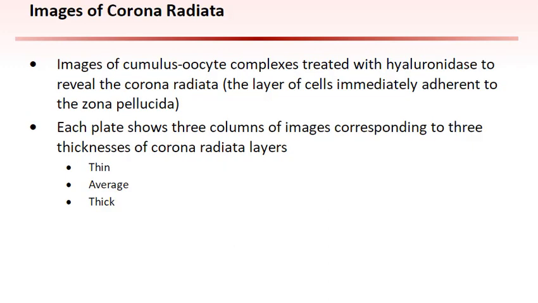The next slides will show cumulus oocyte complexes that were treated with hyaluronidase to disperse much of the cumulus oophorus and reveal the corona radiata, adherent to the zona pellucida, the clear glycoprotein coat surrounding each oocyte. In some of the examples that follow, polar bodies are visible, but usually they are not. It is difficult to determine whether germinal vesicles are present or whether the cytoplasm is dark, granular, or clear when corona radiata cells are present. These images confirm the difficulty of viewing the oocytes.